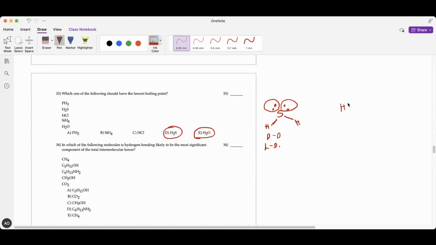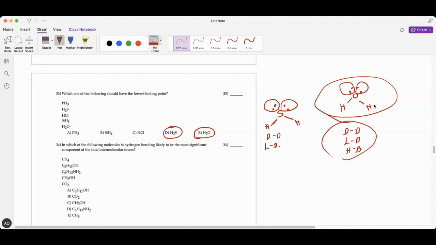But water, remember, water, that's a terrible looking water, but it has the same structure, right? The only difference is we have an oxygen instead of a sulfur, but we have hydrogens bonded to the oxygen. So it has dipole, London dispersion, and hydrogen bonding. So this one is going to have the highest boiling point. So the answer is E. Oops, I erased the wrong one. Oh, you want to know which has the lowest boiling point? Okay. Water has the highest.